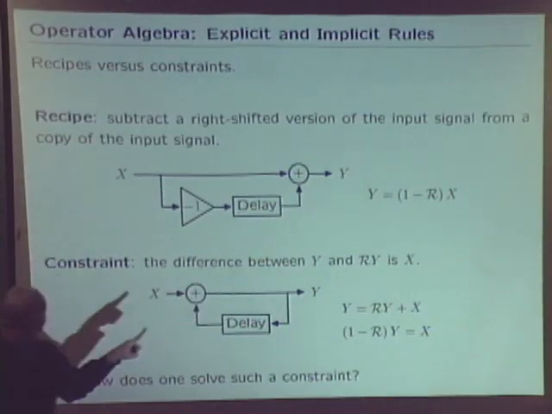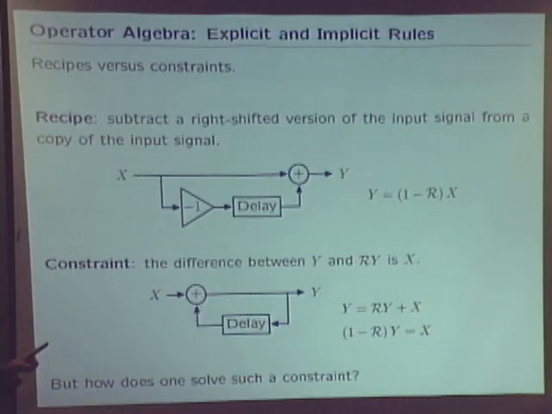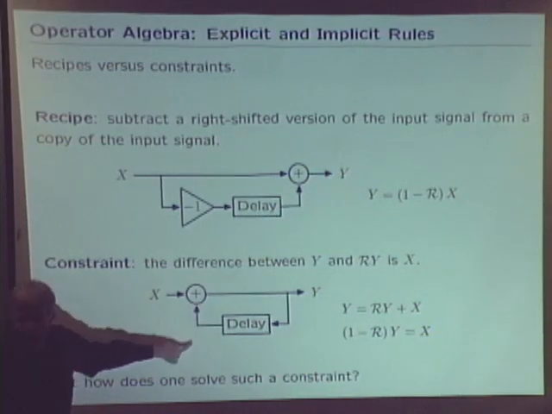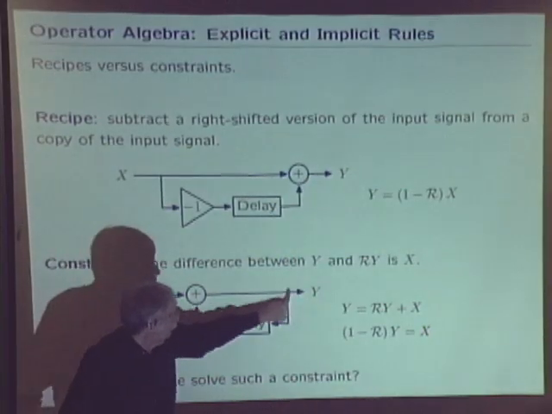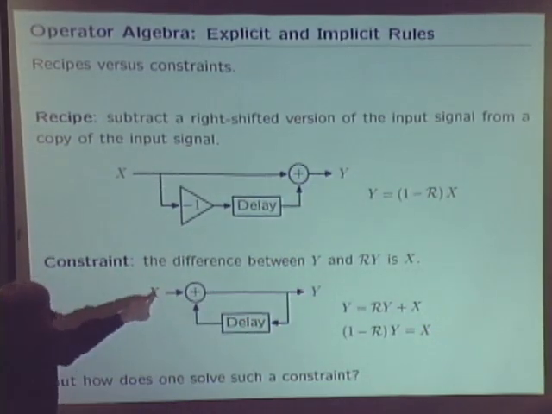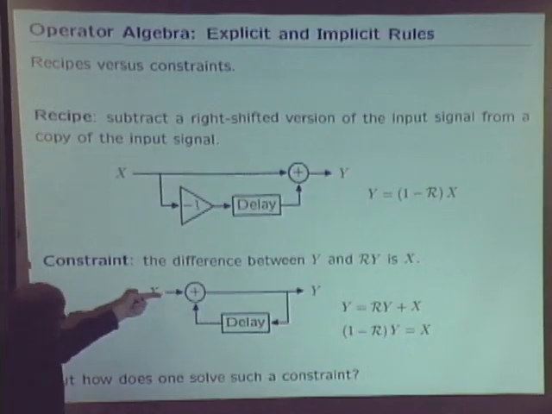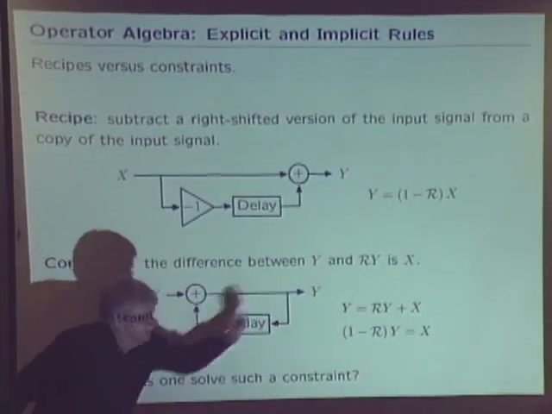This is harder. So let's think about the R operators. What we can say here is that this output is composed of the sum of two things, the input and a delayed version of the output.